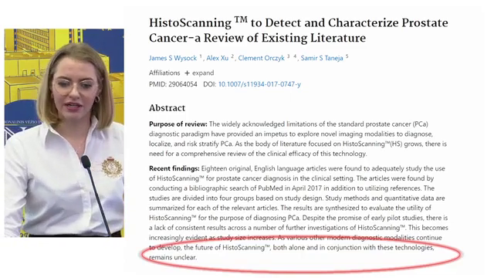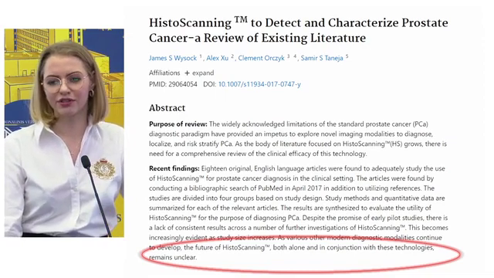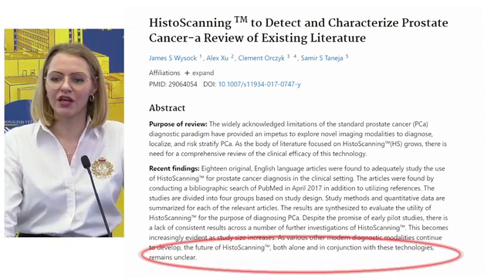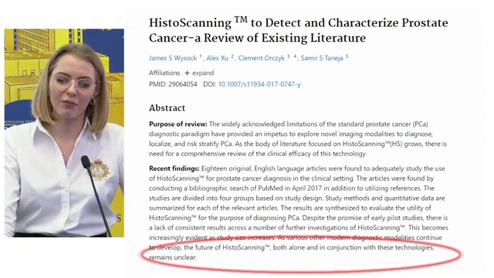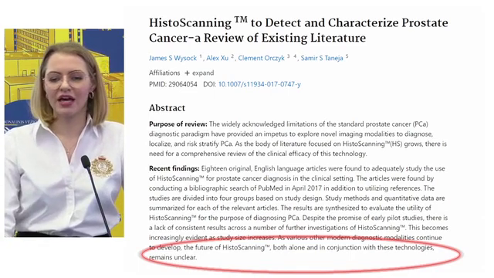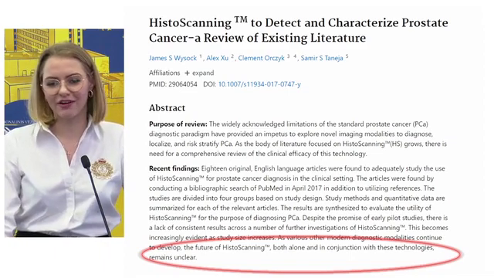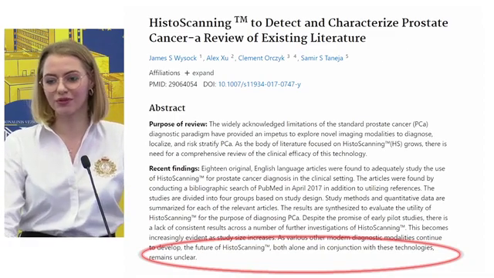Then, I think in 2019, a literature review on histoscanning by Tania concluded that the future of histoscanning remains unclear. So you can see that with time, there is less and less evidence of histoscanning being as productive as was promised in 2012.